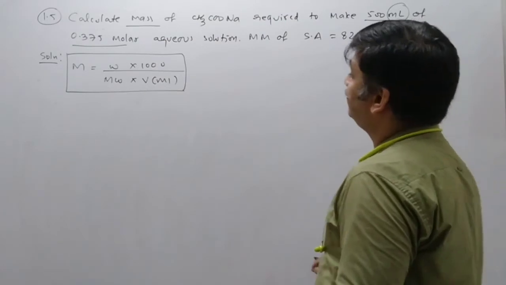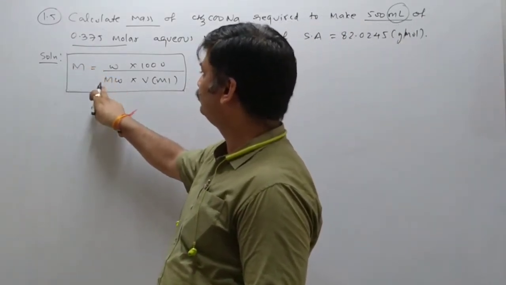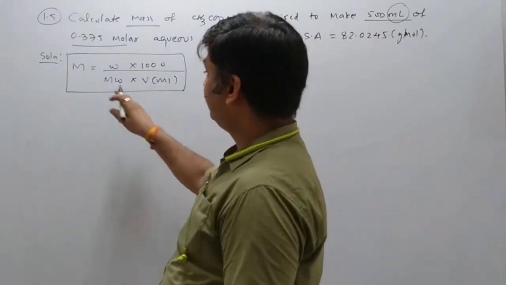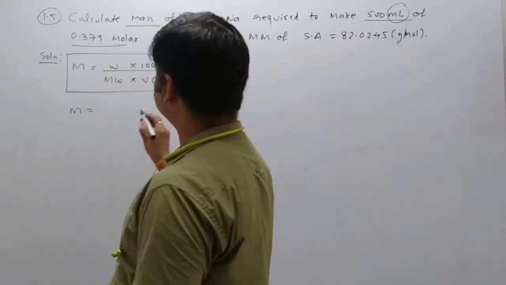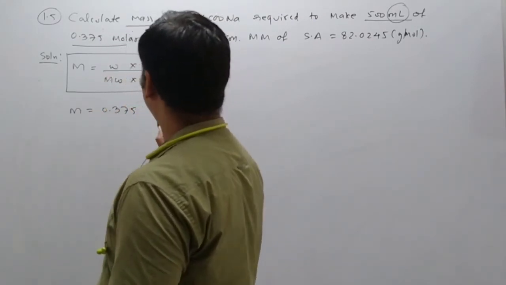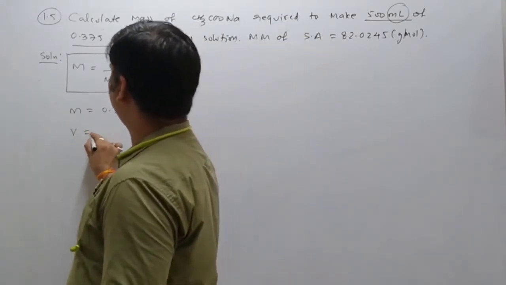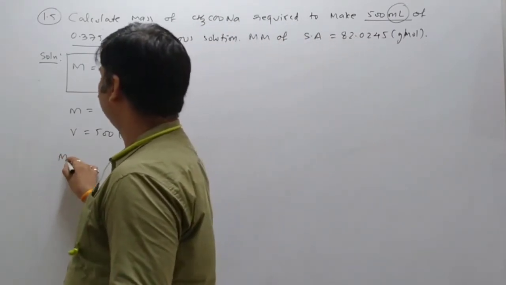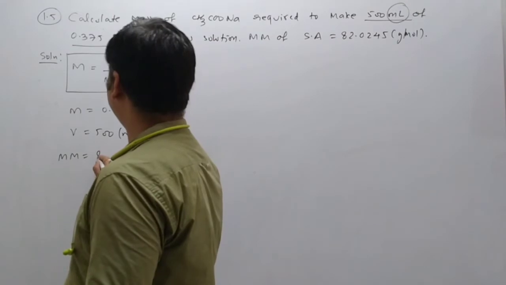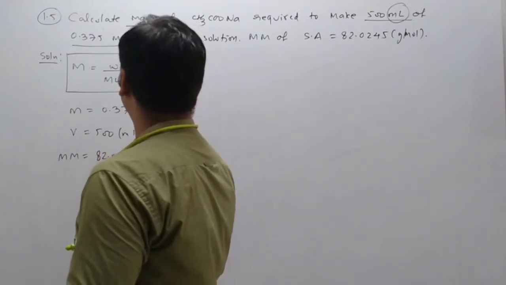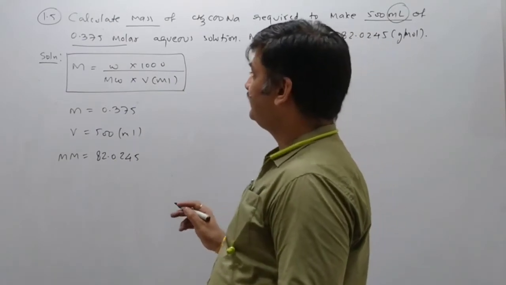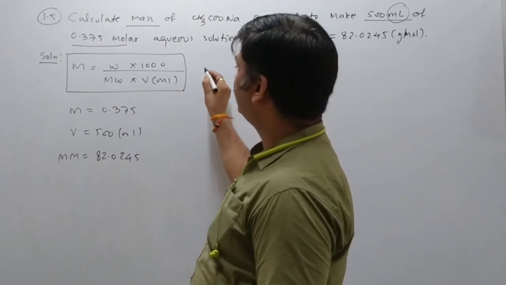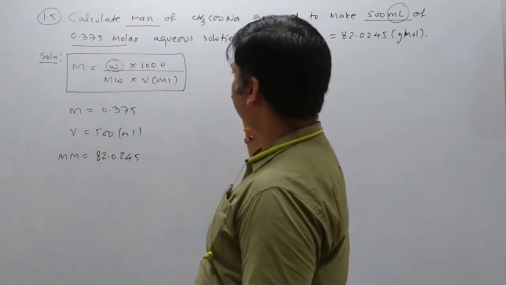Now look, what all is given here? How many quantities are there? 1, 2, 3, 4. Out of these 4, any 3 will be given. Here molarity is 0.375, volume is 500 ml, and the molecular mass is 82.0245. Molarity, molecular weight and volume are given. Now we will find the weight, so this will be calculated.